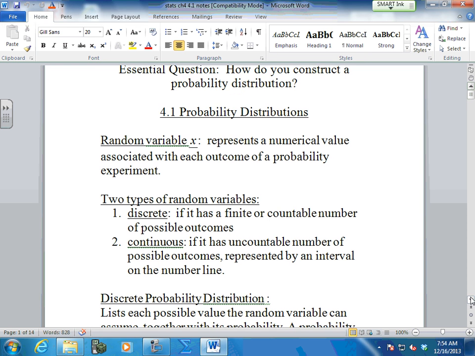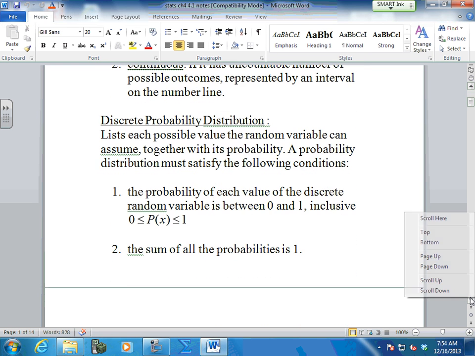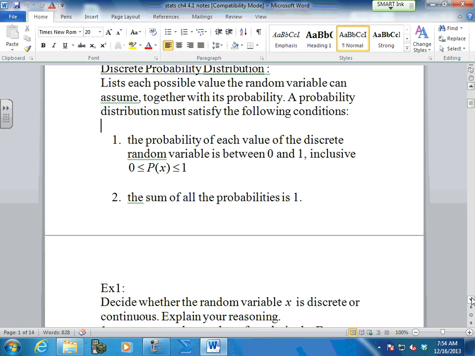Okay, so now, your discrete probability distributions have to have 2 conditions. This is your probabilities. The probability of each discrete random variable, this is your x variable, has to fall between 0 and 1, which you know, right? Well, probabilities fall between 0 and 1. They can't be greater than 1. They can't be negative.